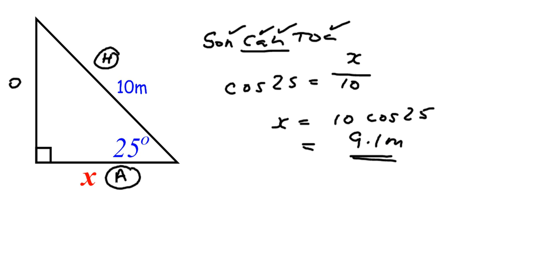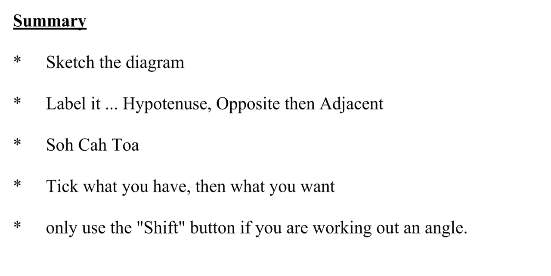Okay, just going quickly to summarise then. To do trig questions, what to do is quickly sketch the diagram, unless you already have it there. Label it up, so hypotenuse first, the longest side, opposite's the one across from your angle, and adjacent the last one. SOHCAHTOA will help us remember the formulas, that sine is opposite over hypotenuse, cosine adjacent over hypotenuse, and tan opposite over adjacent. Tick the ones you have. If you haven't chosen after that, tick the ones you're interested in. And remember, you only use the shift button if you're working out an angle.